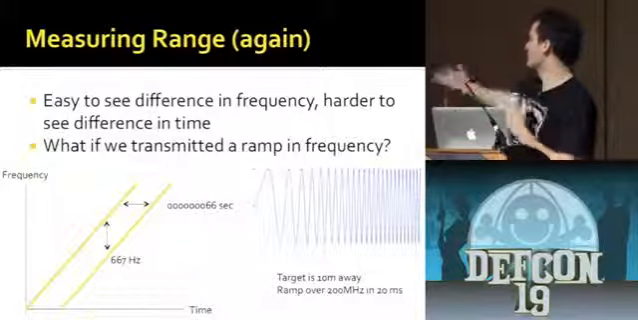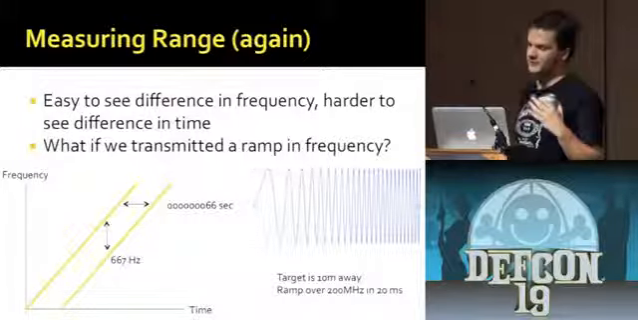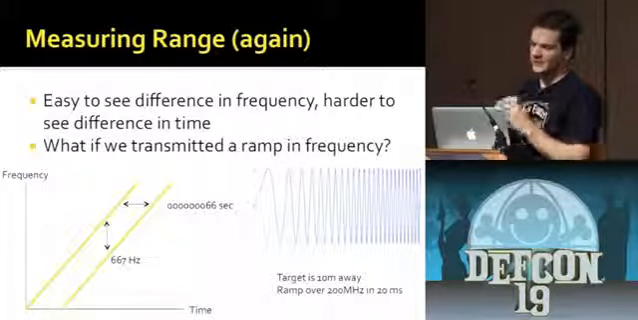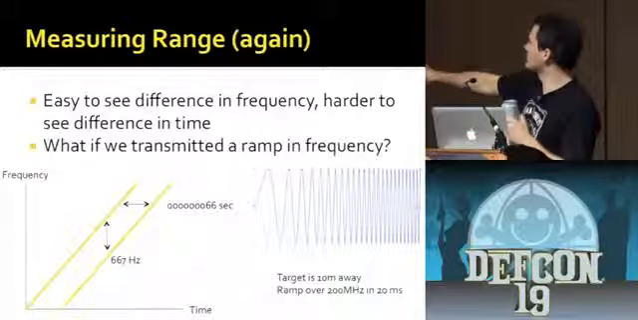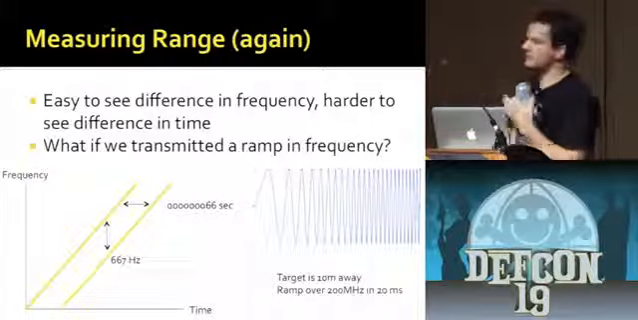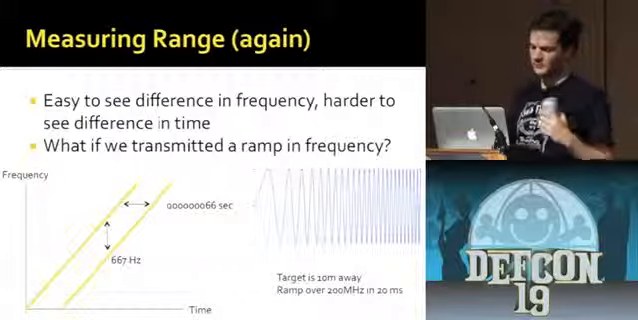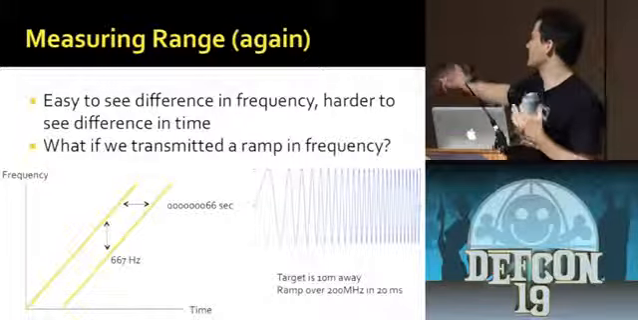And so that's some small amount of time. But if you're ramping the frequency, it actually corresponds to a difference in frequency. And then you can do the exact same thing. If you mix those two signals together using a mixer, you will get out basically the difference in frequency between the two signals. And what that means, practically, is, let's say we have a 10-meter target, or something that's 10 meters away.